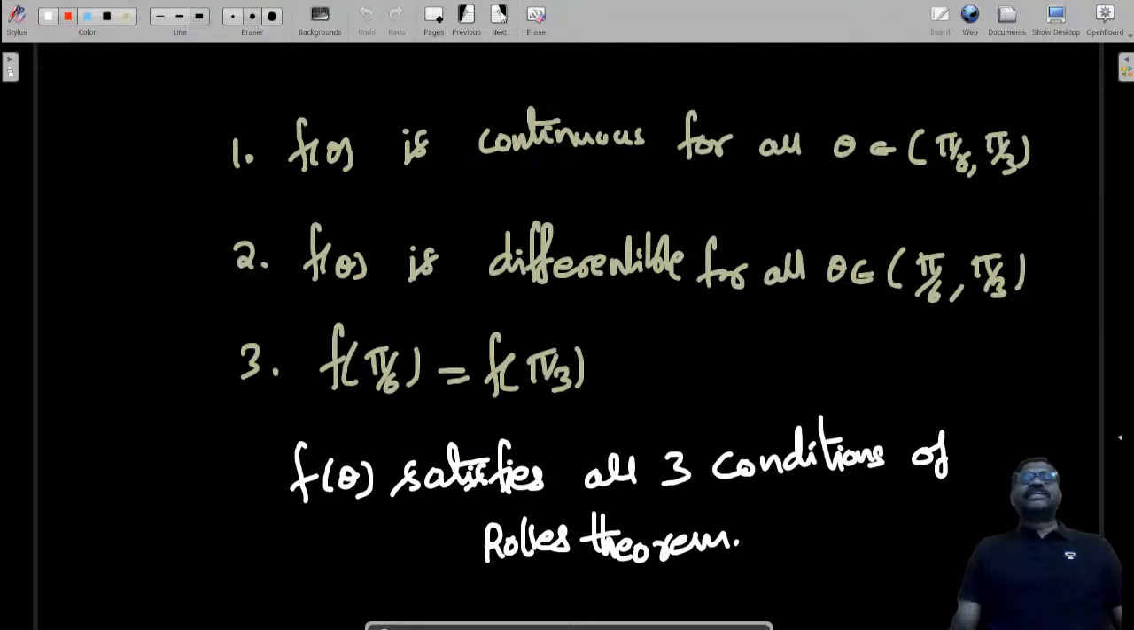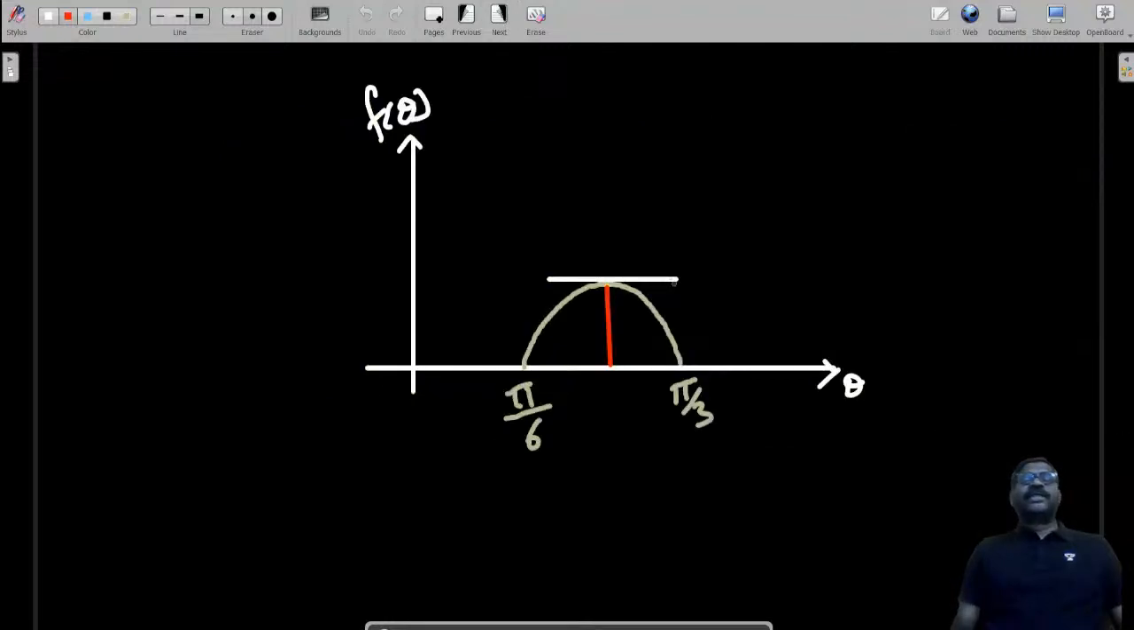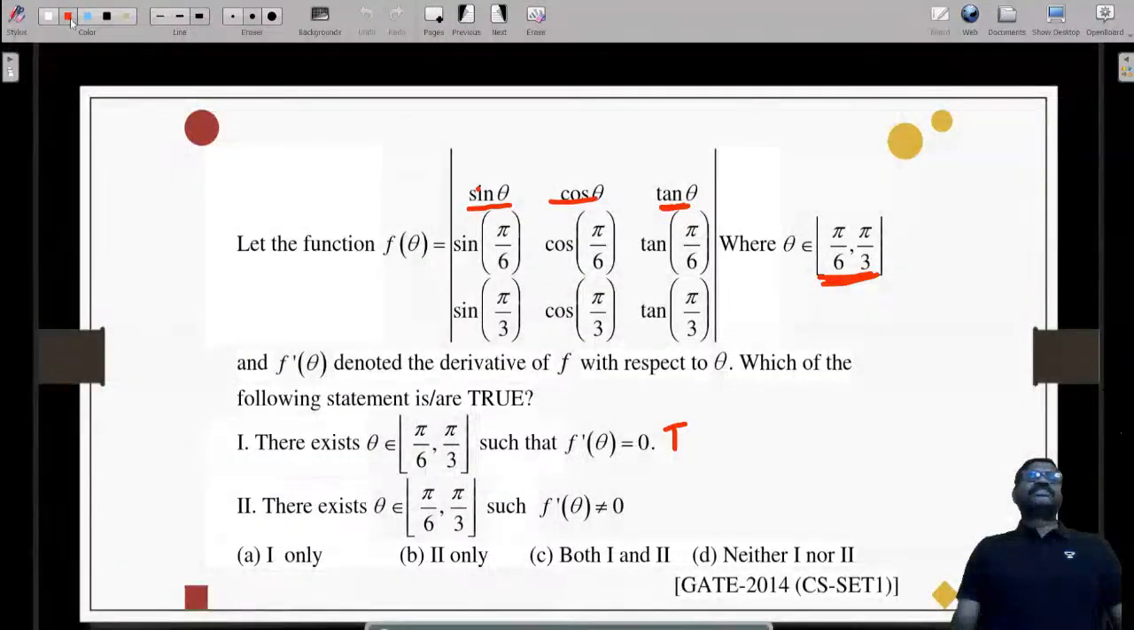See, at least at one point the tangent is parallel. At other points the tangent is not parallel to the x-axis. Their slope is non-zero. That's why there exists at least one theta such that f dash theta is non-zero. That is also true. So here two statements are true. Both 1 and 2 are true. That's why the correct answer is the third option. Both 1 and 2 is the correct option. Understood?